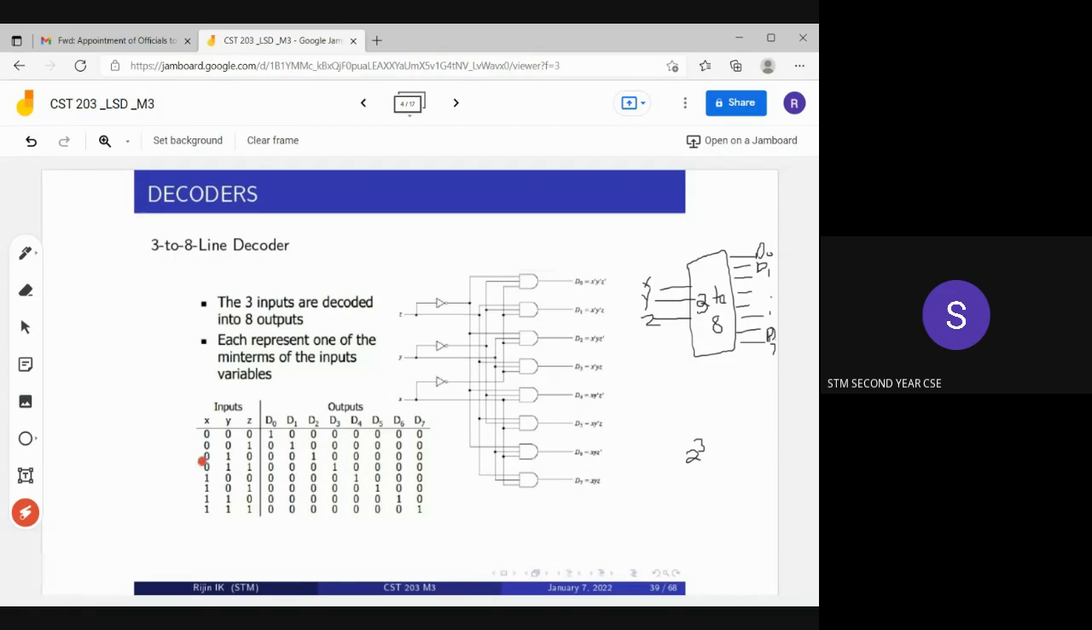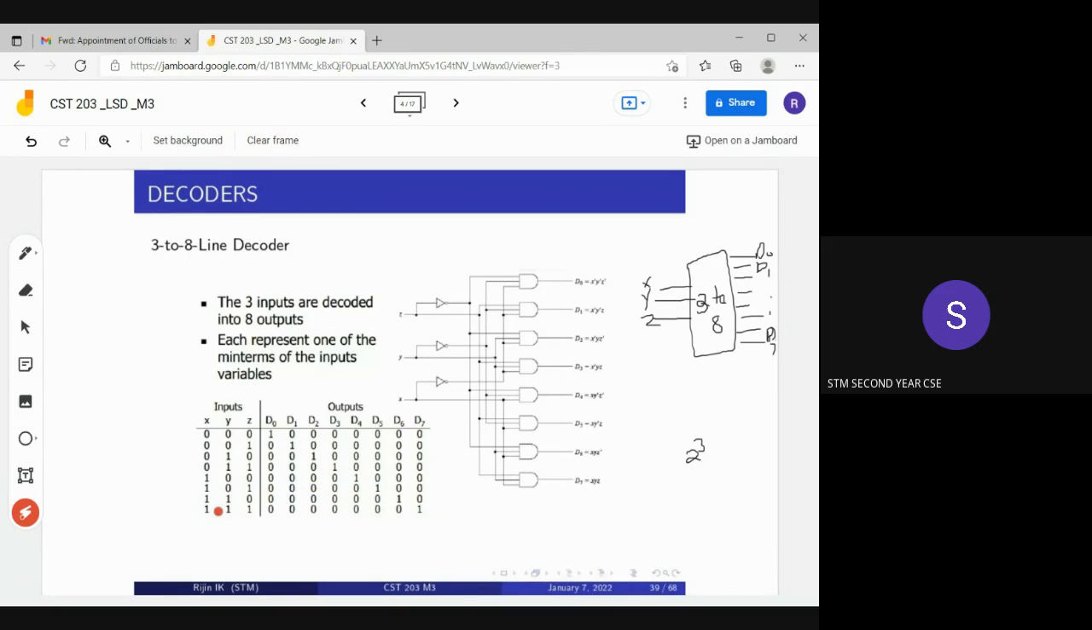Okay. Similarly, 0 1 0 it will select D2. Remaining all will be 0. Then here 0 1 1, so it will select D3. Remaining all will be 0. Similarly, 1 0 0 means it selected D4. Okay, remaining all will be 0. Then 1 0 1 means it will select D5. So remaining all will be 0.